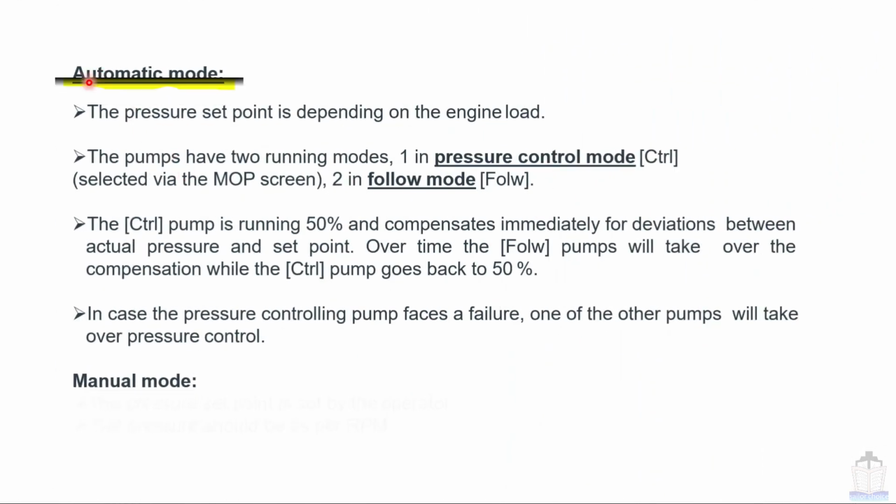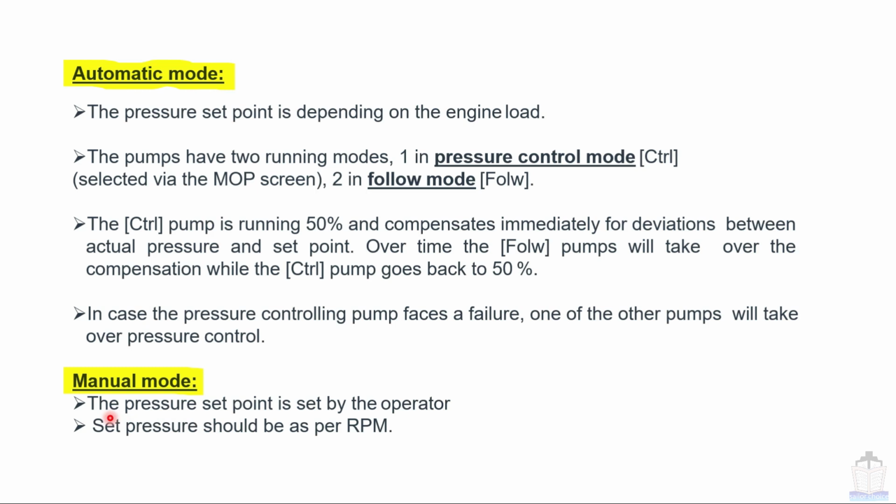Now we have already talked about the automatic mode. Now going to talk about the manual mode. In manual mode, the pressure set point is set by the operator. Regarding this, I have already shown you one video. Set pressure should be as per RPM.